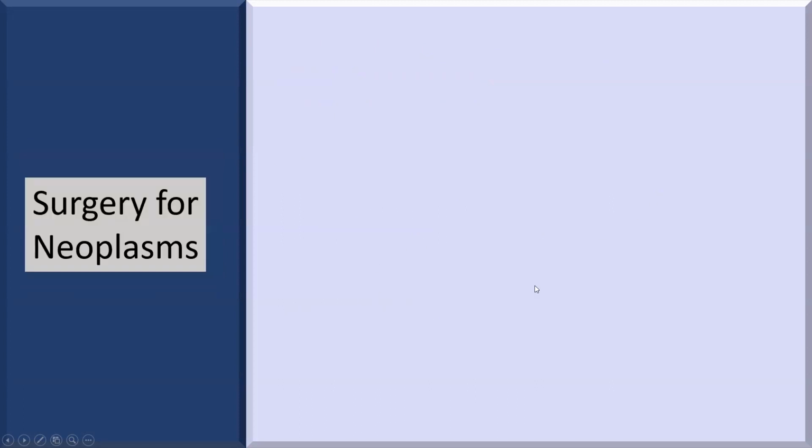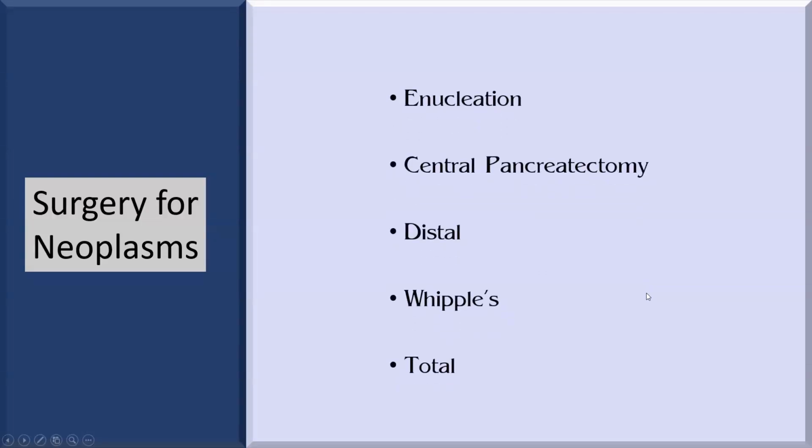When you talk about resection, these are the options that you have: enucleation, central pancreatectomy, distal, Whipple's, and total. So can you just describe in two sentences what each of these means? Nikita. Enucleation refers to only the resection of the tumor, removal of the tumor with a surrounding rim of normal pancreatic tissue. Yes, all right.